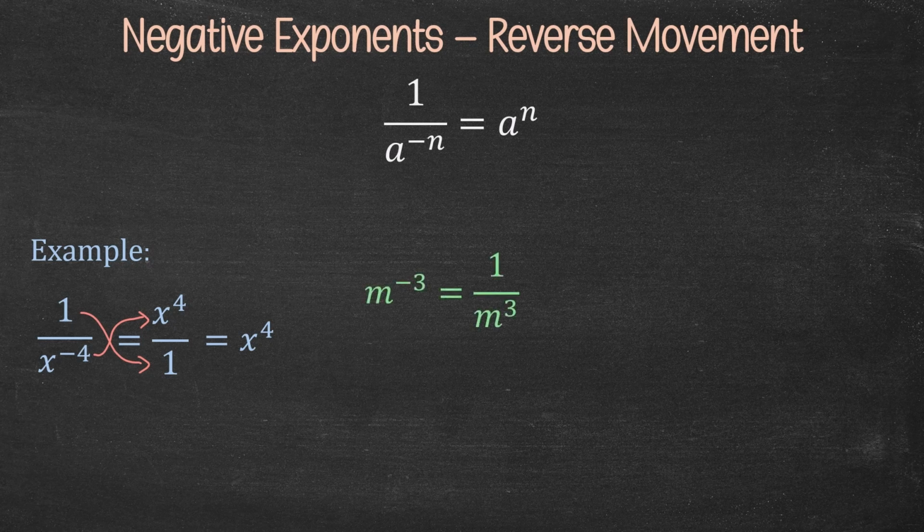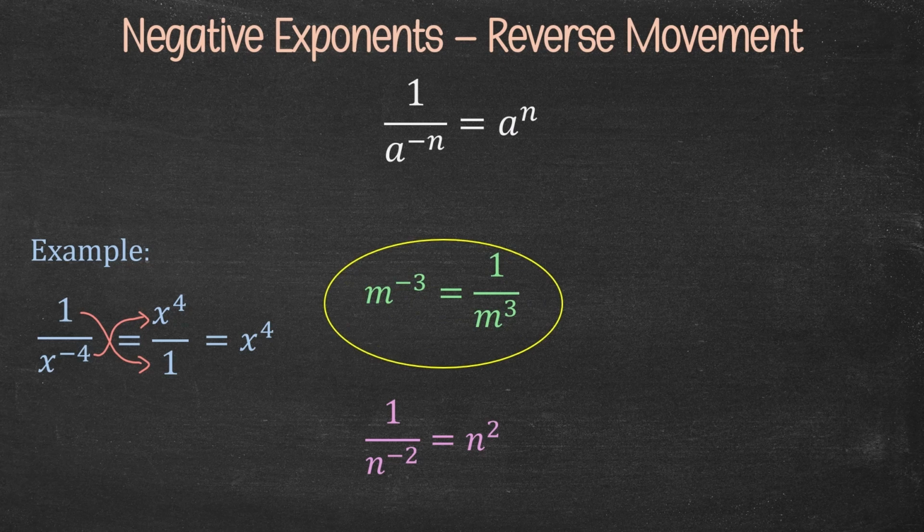Have a look at m to the power of negative 3, which is equal to 1 over m cubed. Also look at 1 over n to the power of negative 2. That is equal to n squared. So what happens each and every time? We never want a negative exponent, therefore we need to make it positive. And to do that, we have to move it to the other side of the fraction line.